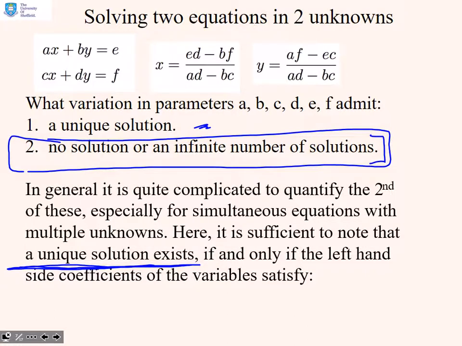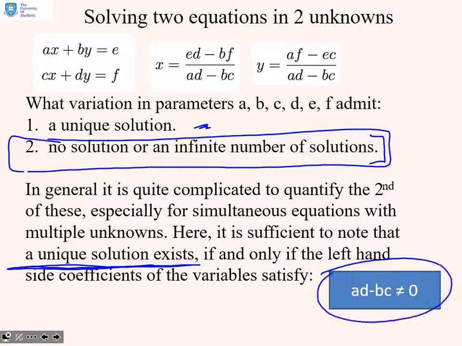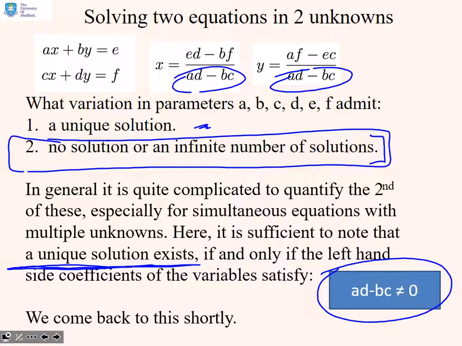And so in this case, there's a unique solution if and only if AD minus BC is not equal to naught. And you can see in terms of these expressions at the top, it means that these denominators are non-zero. Now we're going to come back to this in a minute.